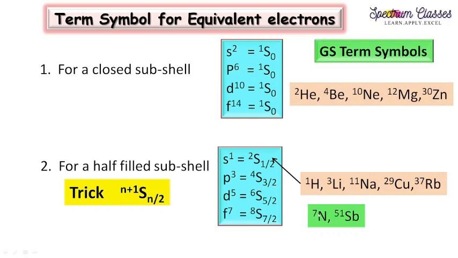So nitrogen, antimony, these all are fifth group elements, and for these, P3 we are having 4S. Now the next is technetium, and this belongs to the manganese group. It is D5, so D5 means 6S5/2. So it is very easy for you to predict the term symbol without calculating it, right?